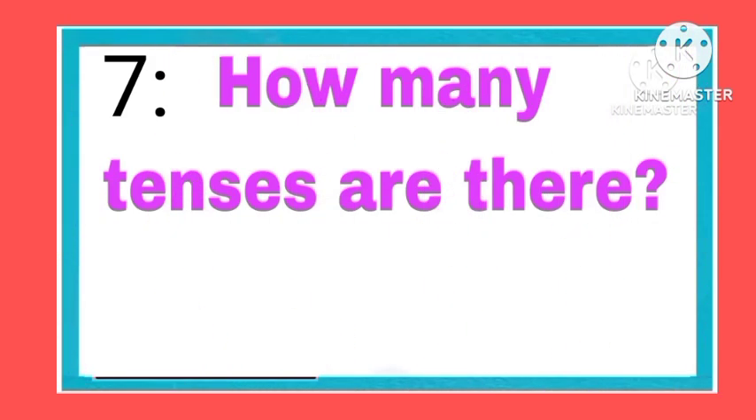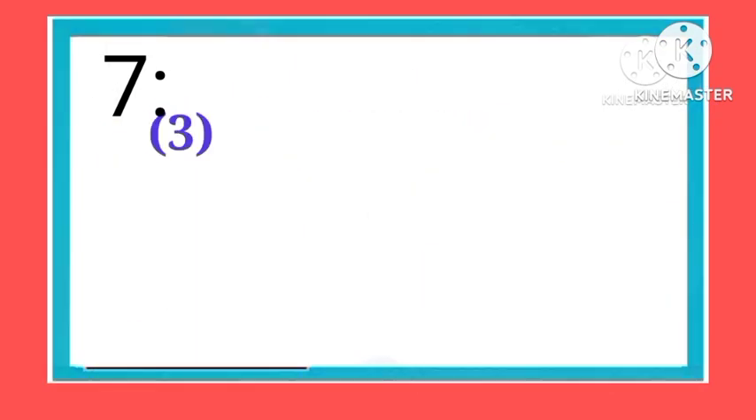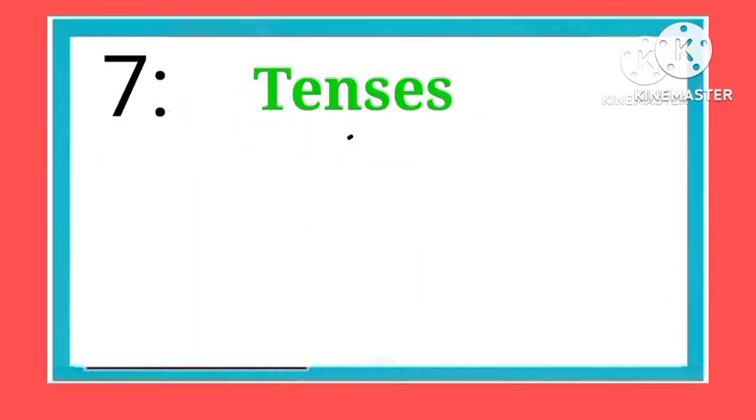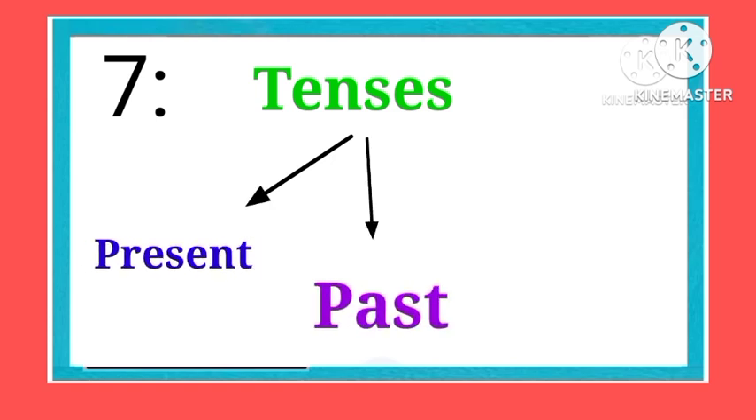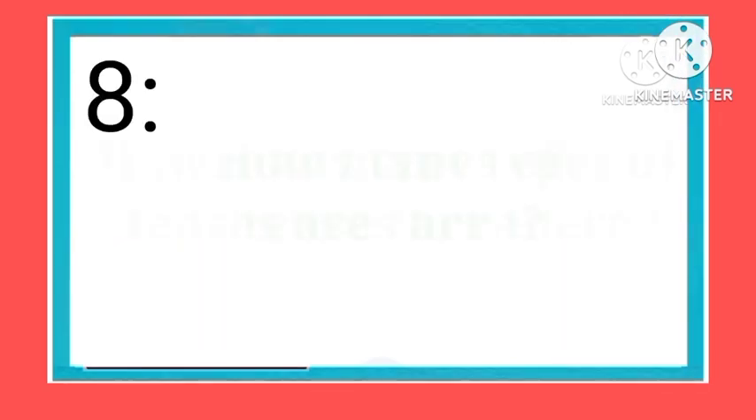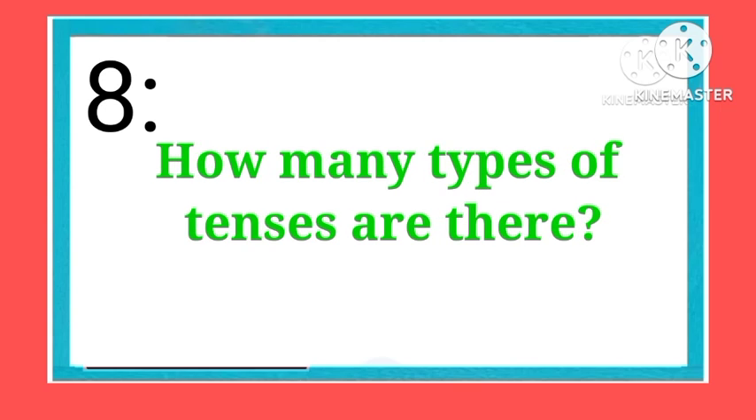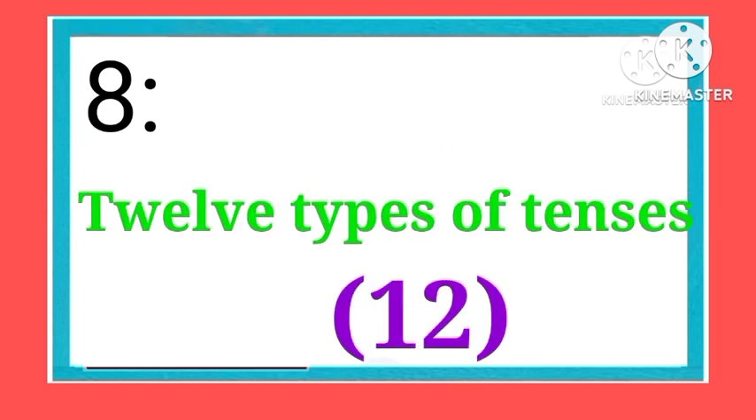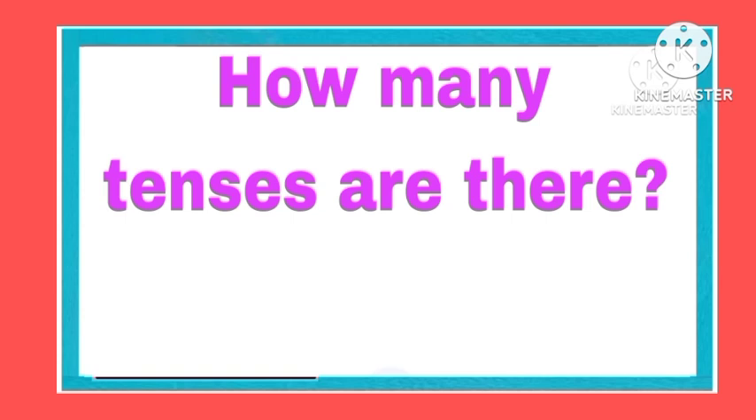How many tenses are there? There are 3 main tenses: present tense, past tense, future tense. How many types of tenses are there? There are 12 types of tenses.